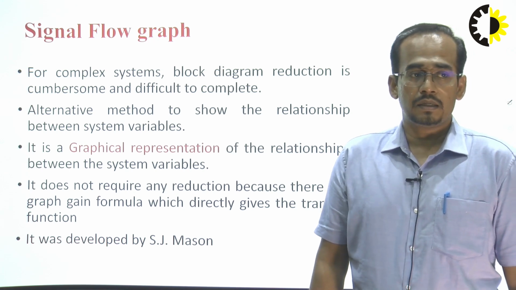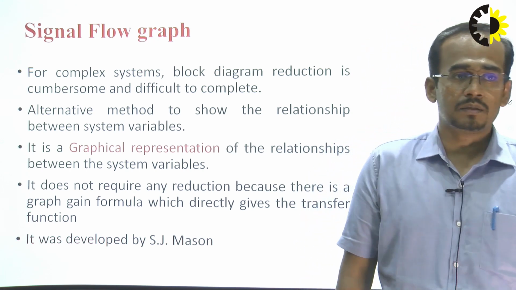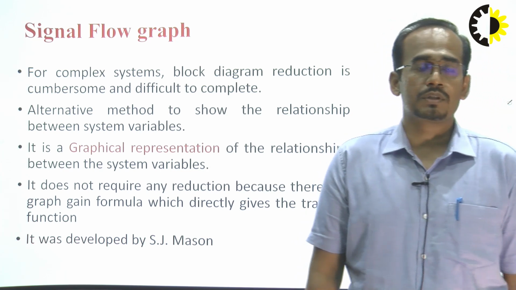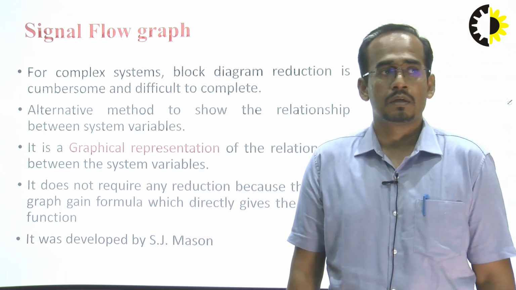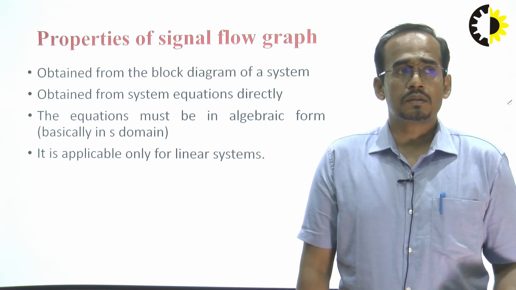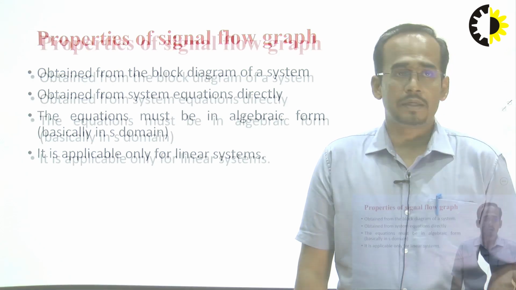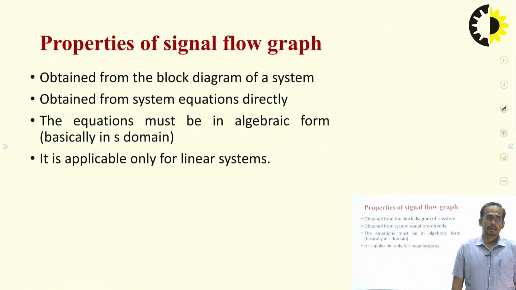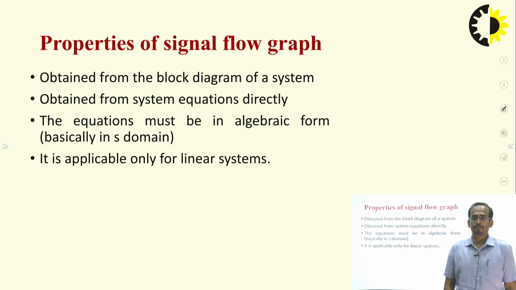It does not require any reduction because there is a graph gain formula which is given by S. J. Mason. So, what is the property of this signal flow graph? It is obtained from the block diagram of a system, and it is also obtained from the system equations directly. If a system equation is given to you, then you can directly draw the block diagram, and after that you can directly draw the signal flow graph, and after getting the signal flow graph, you can easily tell the transfer function for the given system.